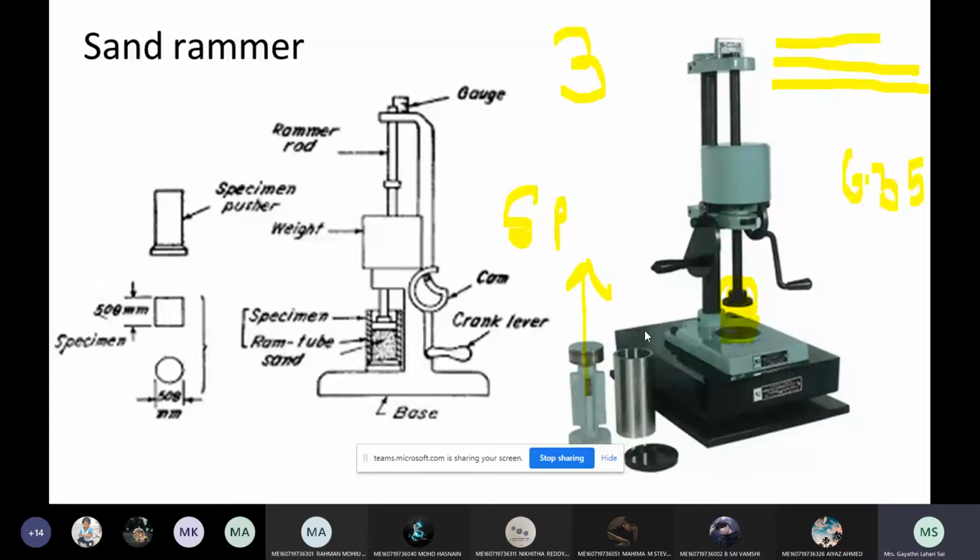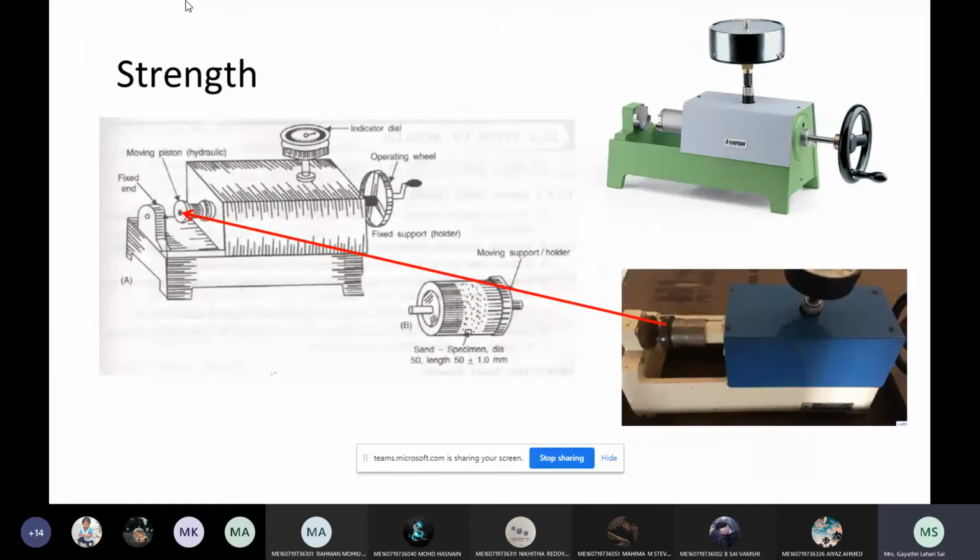Okay. So by moving it 3 times, the lever will be at the last line, and you will take the specimen out with the specimen pusher. You have to simply rotate it and the specimen will come out. You can use that for the permeability, green strength or dry strength testing machine. Okay, so this is about the sand rammer we had discussed.